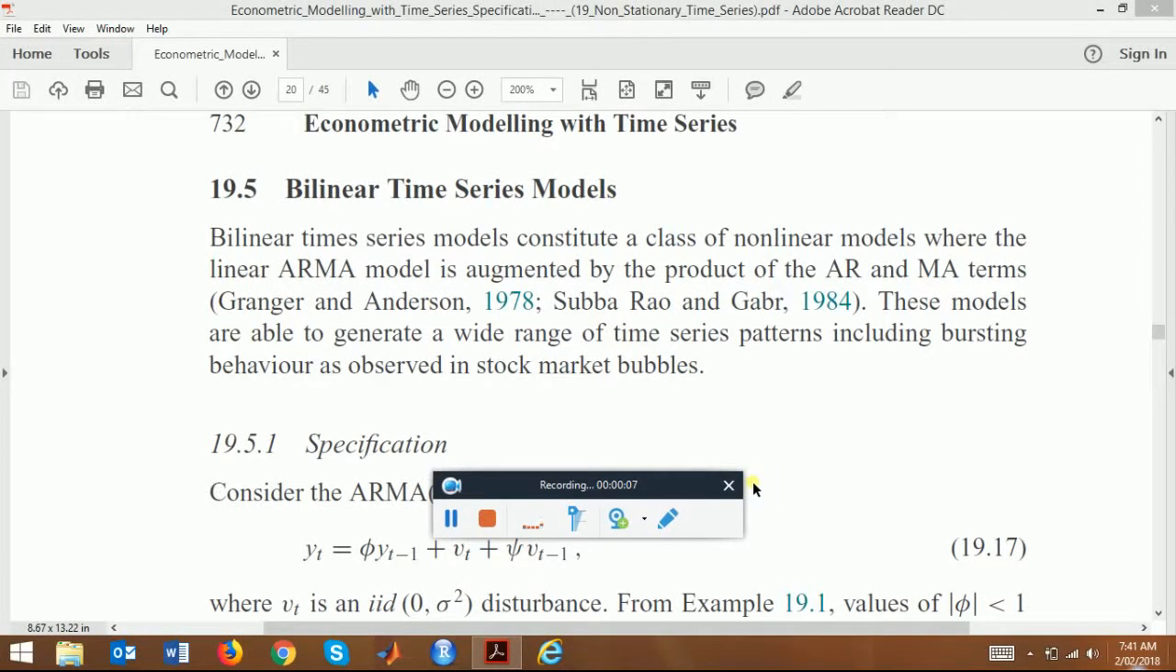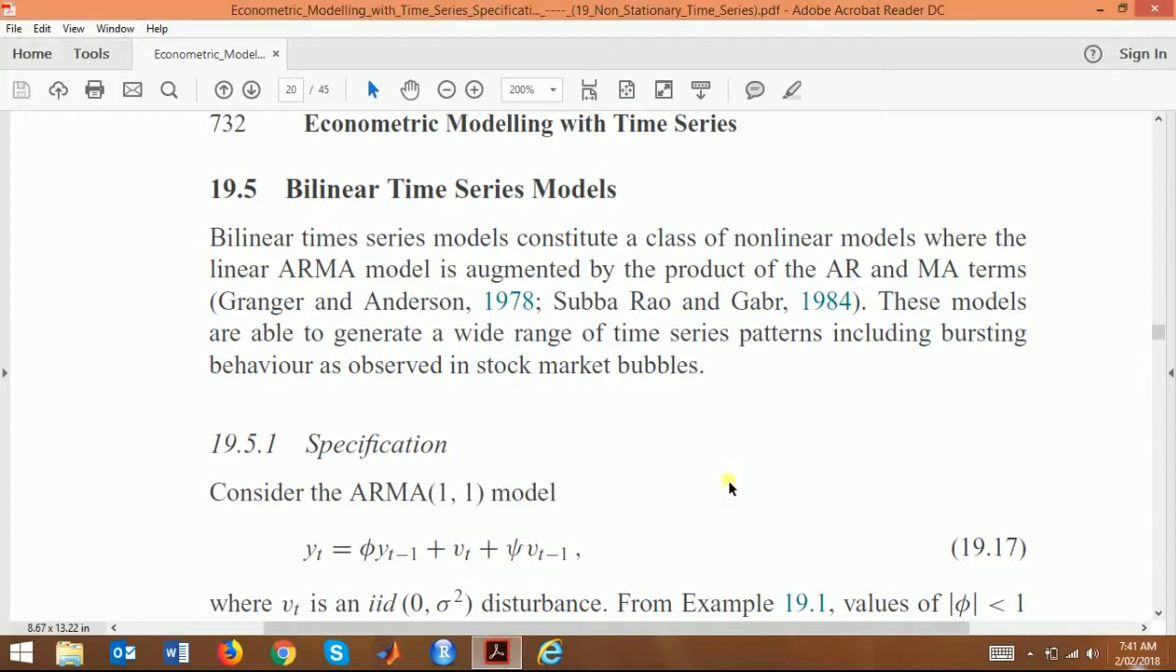Now we intend to start talking about the second part of the nonlinear time series models. So we'll start with bilinear time series models. Bilinear time series models constitute a class of nonlinear models where the linear ARMA model, autoregressive moving average ones, is augmented by the product of AR and MA terms.